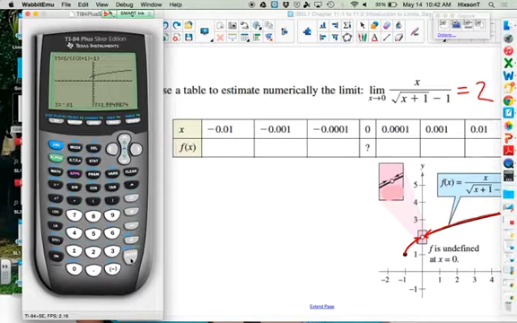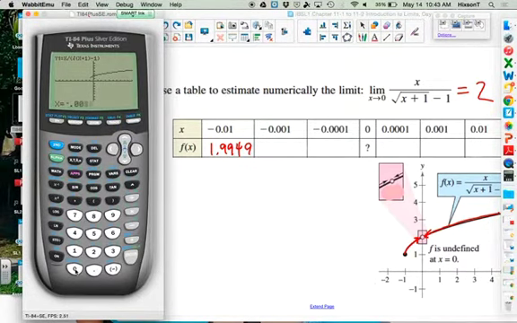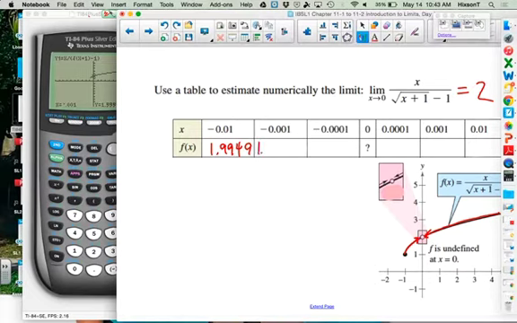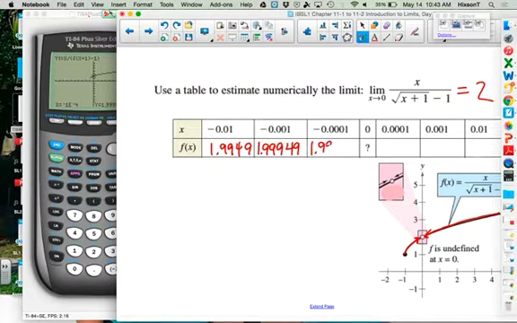So we plug in a negative 0.01 and we get 1.994, what is that, 9 something? 1.9949. Okay, so now, if we go over here and we plug in a 0.001, 1.994, okay, and so on. And then when we plug in a negative 0.0001, there's four nines and then the five. 1.99995, and so on. Okay?